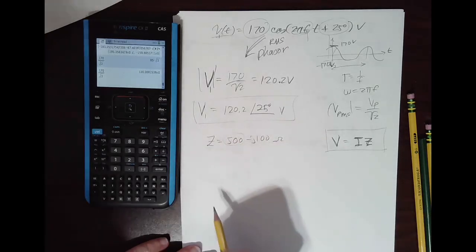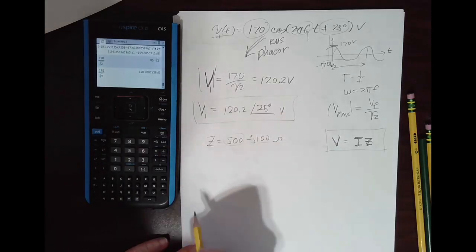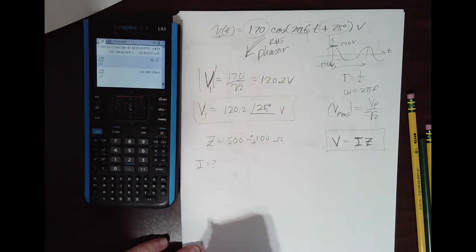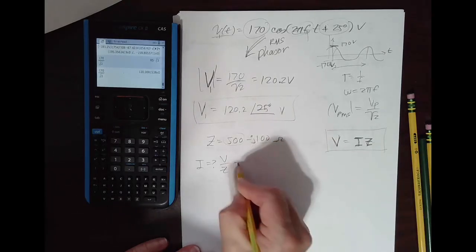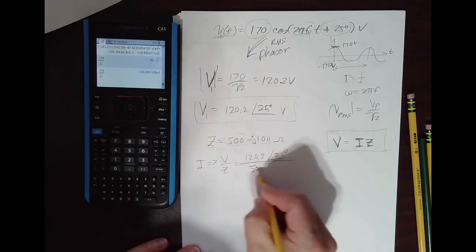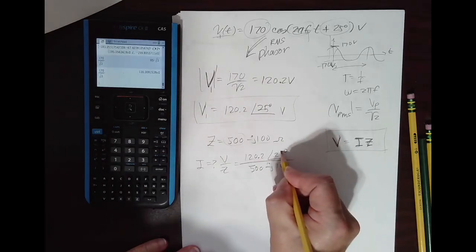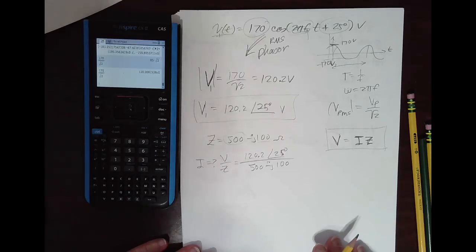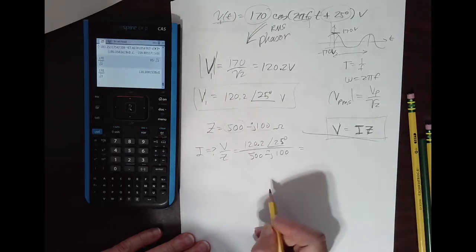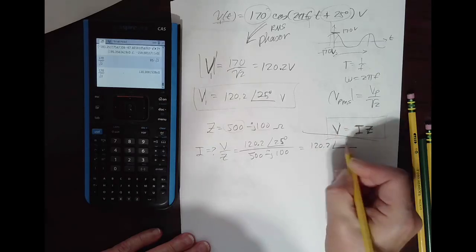The real part is the resistance of the impedance. It has an imaginary part though, so it's a complex number. Say we wanted to calculate I. So I is V over Z. Complex-wise, we've got 120.2 angle 25 degrees divided by 500 minus j100. Now we're already going, I want my calculator to do this. We can do it with the calculator, or we can do it by hand. Let's do it by hand one time at least.